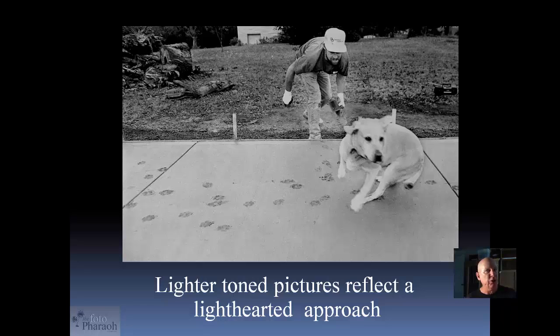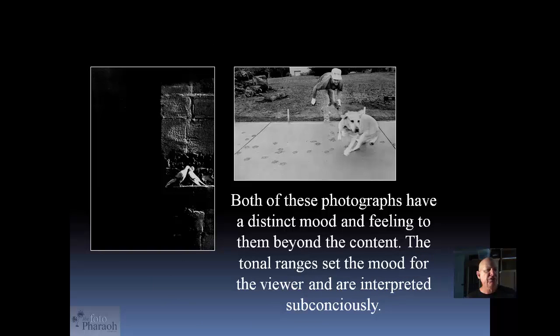Even if it's something that might be a little more serious, it may not be viewed as a disaster. It may just give you a chuckle. Kind of depends. Now, both of these photographs have a distinct mood and feeling that goes with their content, but it also goes beyond the content. The tonal ranges are set and the viewer is interpreting them subconsciously. In photography, we talk about the image on the left as a low-key image. Conversely, the image of the dog up on the right is a high-key image.